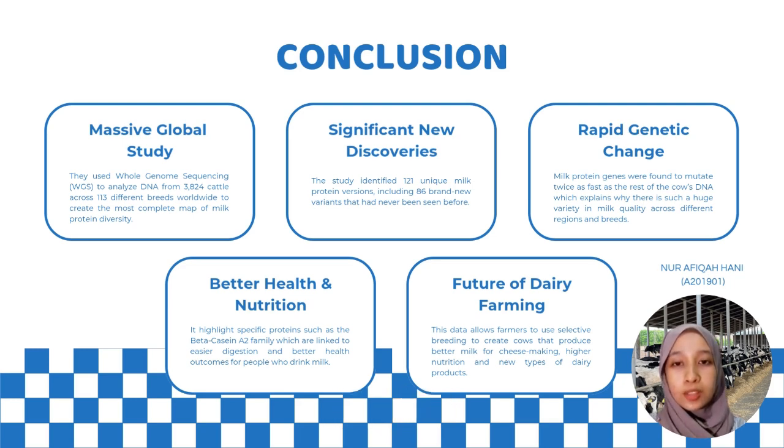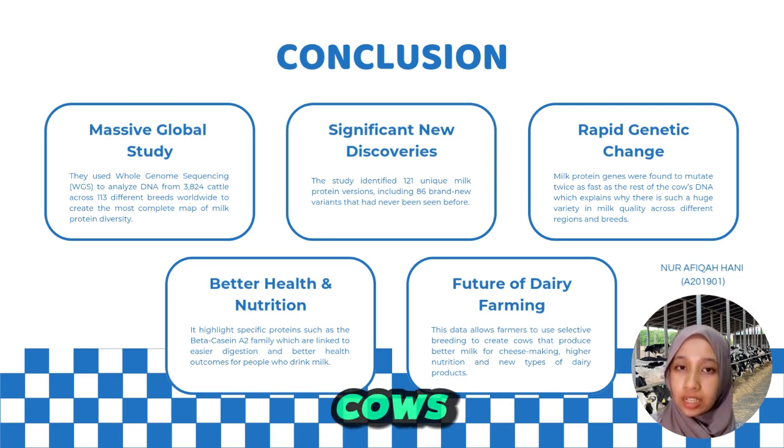So why do you think we should care? First, because there are major health and nutrition benefits. Their findings help identify cows that produce the A2 milk family, which is linked to better digestion and fewer stomach issues for people. Second, we think it's a big win for the dairy industry because they found specific proteins like kappa casein, which are the gold standard for making cheese because they help the milk clot better and can increase the yield. So basically, this data gives us a map to produce better milk for everyone.